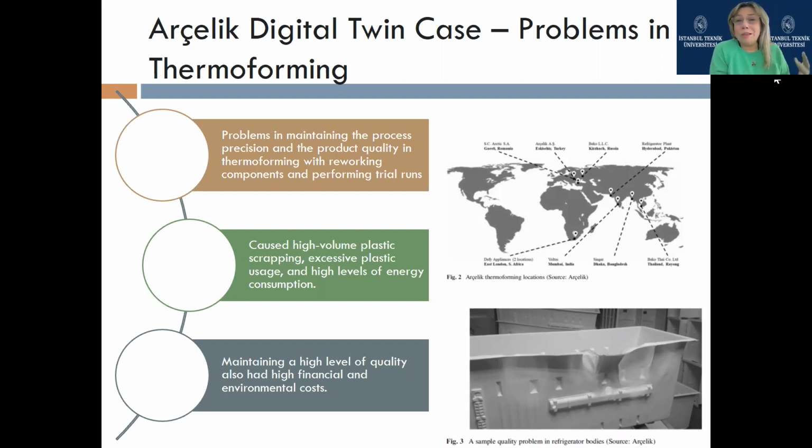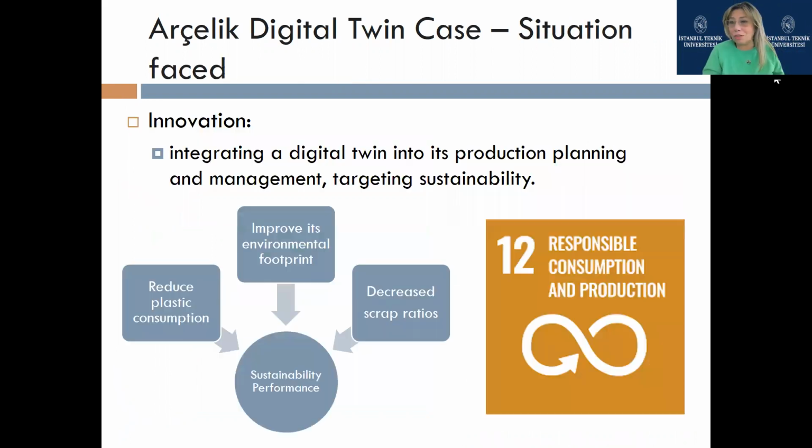So they performed many trial runs in the thermoforming and reworking components. When you are reworking, you use energy. It's unsustainable. And high volume plastic scrapping, high levels of energy consumption, they said we must do something, and it's financial loss and environmental cost. They have many thermoforming locations all around the world, as you can see. It's not just Turkey. Many factories are facing the same thing. So they say, let's decrease these ratios, reduce plastic consumption, SDG 12.